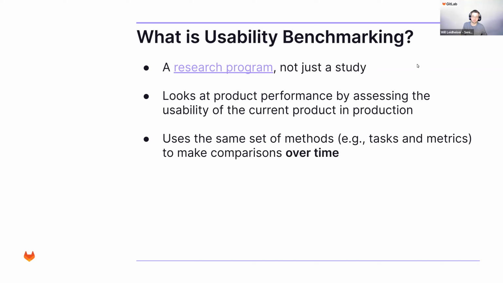So for example, we did a release benchmarking study in Q3 of last year, and we identified a number of different usability improvements. After we make those improvements, we could do another usability benchmarking study to assess how much that has improved across the different tasks that we tested users with.